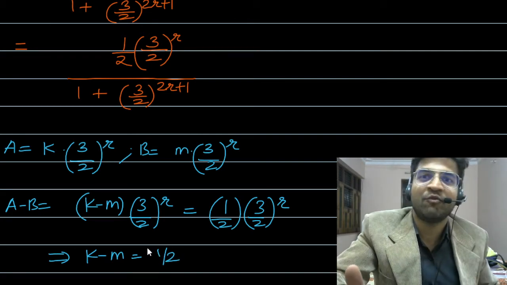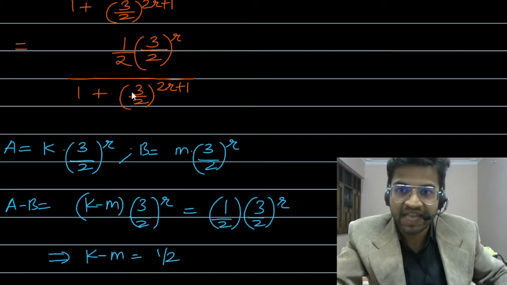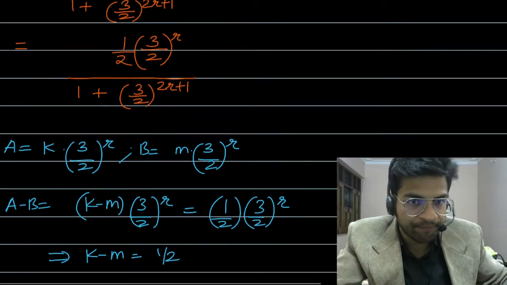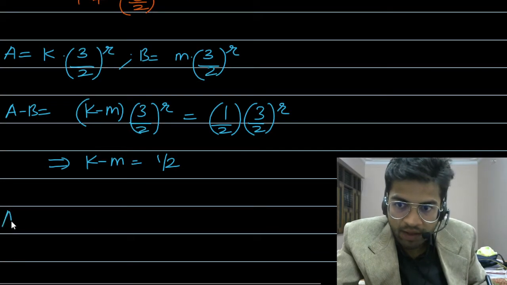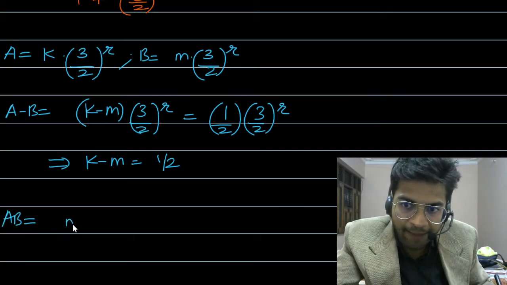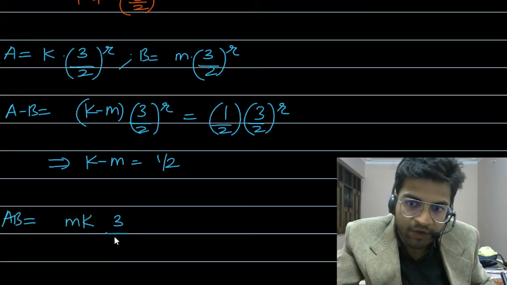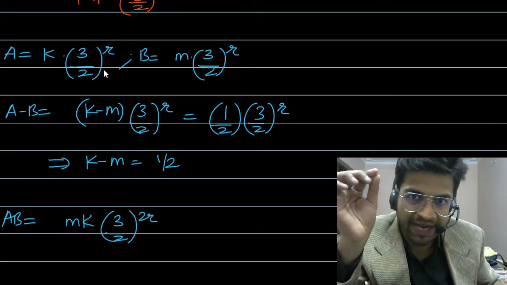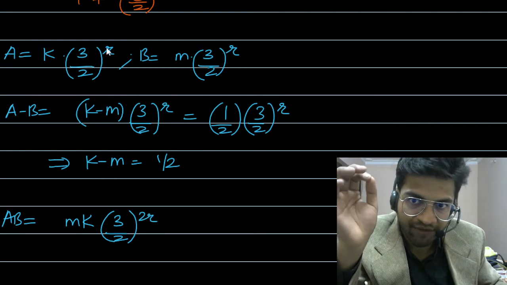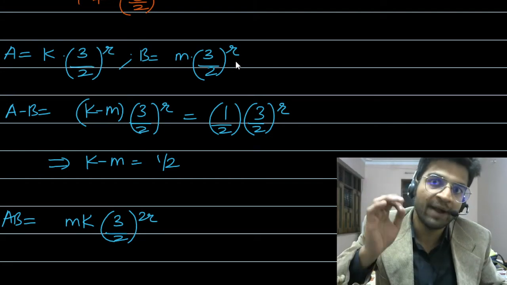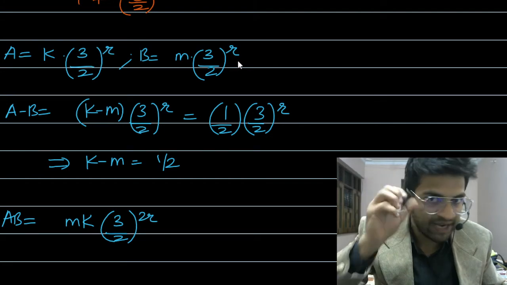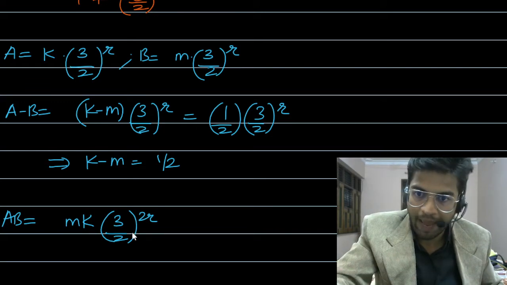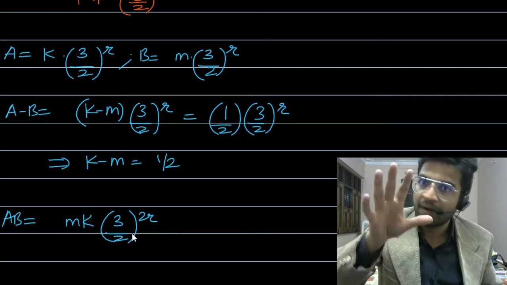Also we can use the second expression, that is a into b is equal to the second part of the denominator. So a into b is equal to mk 3 by 2 to the power 2r. I hope you are able to understand. Power will get added up. We have 3 by 2 to the power r, and the second term is also 3 by 2 to the power r. So the power will get added up, and we will have 3 by 2 to the power 2r. So ab is equal to mk into 3 by 2 to the power 2r.